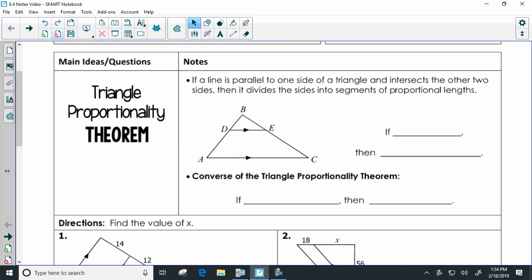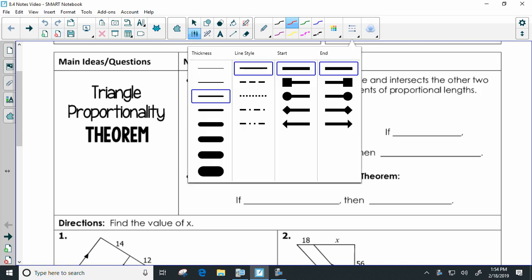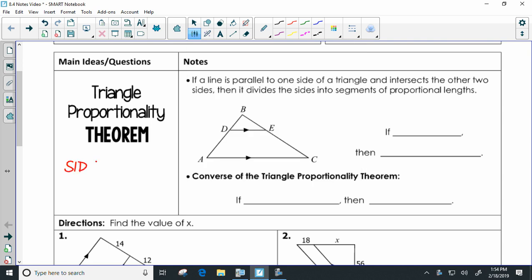But this is about two different theorems. The first one's called the triangle proportionality theorem, or sometimes called the side splitter theorem. And then the second one is called the mid-segment theorem. So I want to start first by talking about this side splitter theorem.